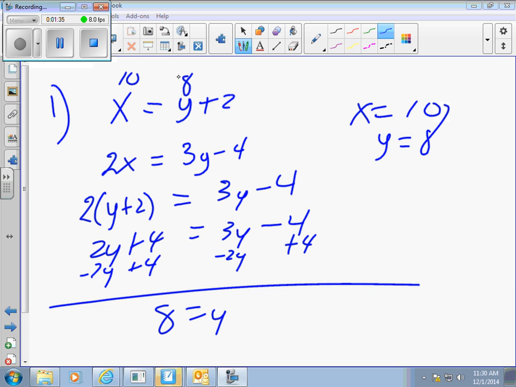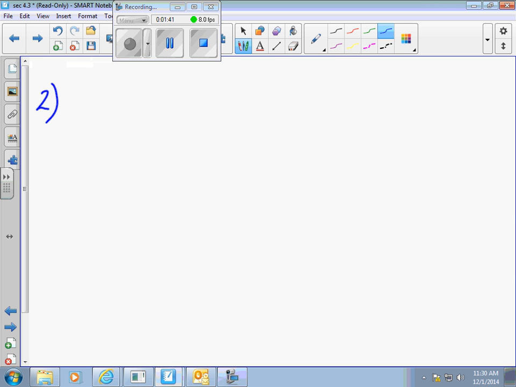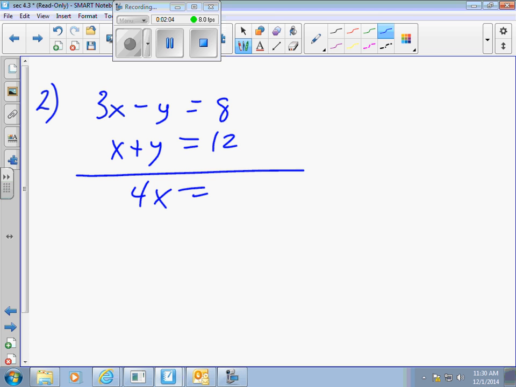Number 2. Says 3 times one number minus a second is 8. So 3 times a number minus a second number is equal to 8. And the sum of the numbers, x plus y, equals 12. If I add them together, I get 4x equals 20. X must be 5. If x is 5, y has to be 7, because 5 plus 7 equals 12.